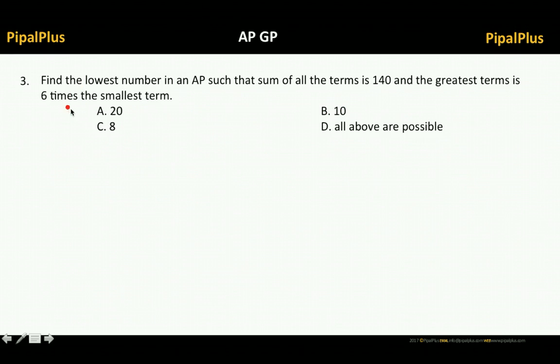Now in this question it says we need to find the lowest number in an arithmetic progression such that the sum of all terms is 140 and the greatest of the terms is 6 times the smallest of the terms. So let's make our assumptions. The first term of the arithmetic progression, let it be a. Number of terms of this arithmetic progression, let it be n. Common difference, let it be d. So the last term is going to be a plus (n minus 1)d, right?